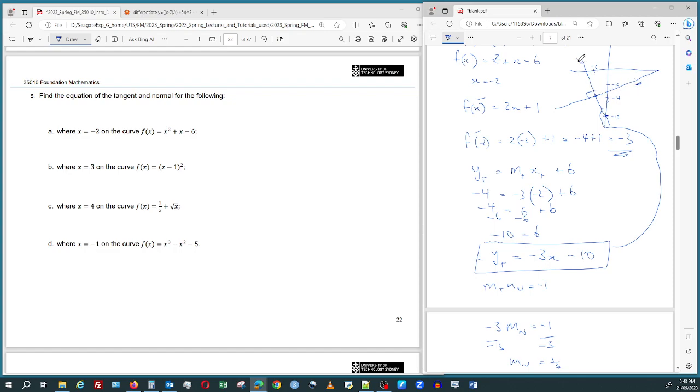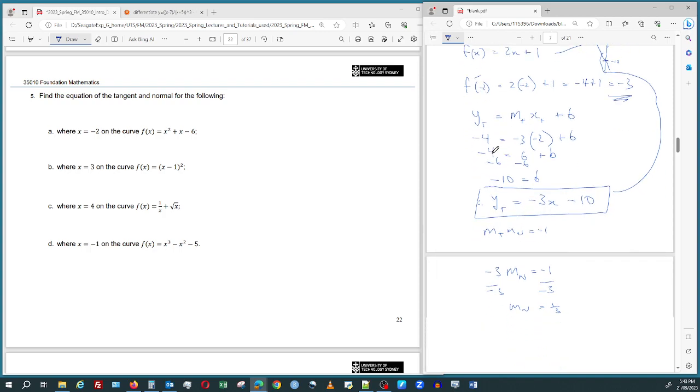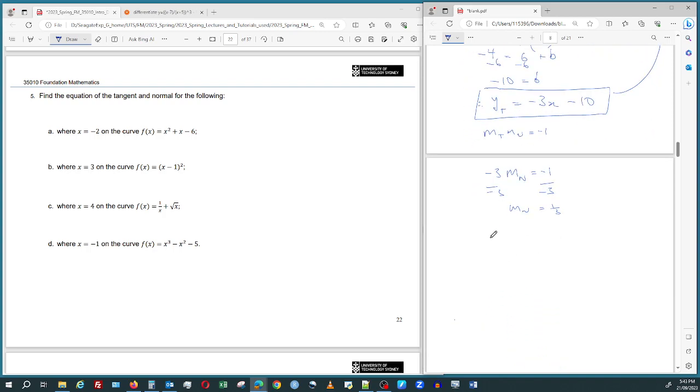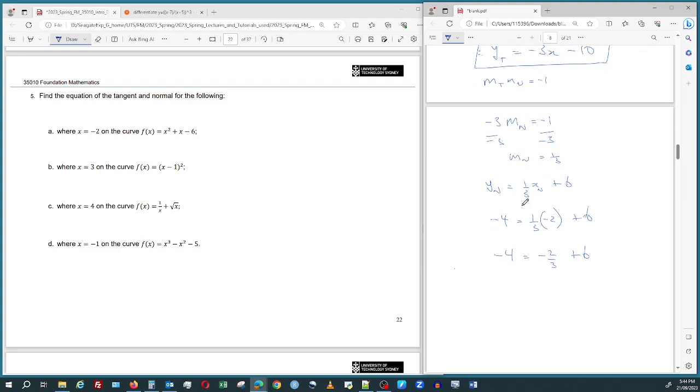So we've got our differential calculus ideas worked out fairly well. So all we need to do then is use those same things. Okay, and so y_n is equal to 1/3 x_n plus b. The same x and y will be used, so it's minus 4. Put in minus 2, which was our x value, plus b. So we get minus 4 equals minus 2/3 plus b. So what else have we got? We've got to add fractions. What you do to one side, you do to the other.